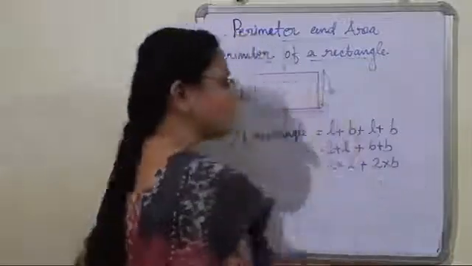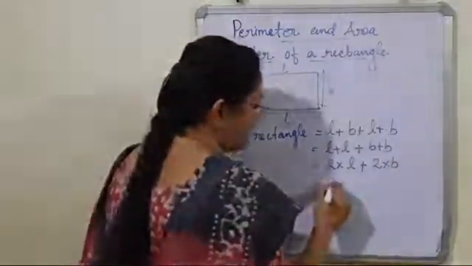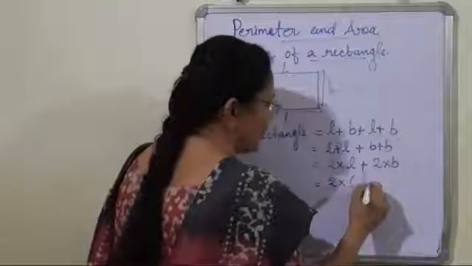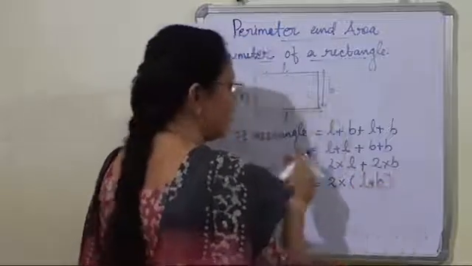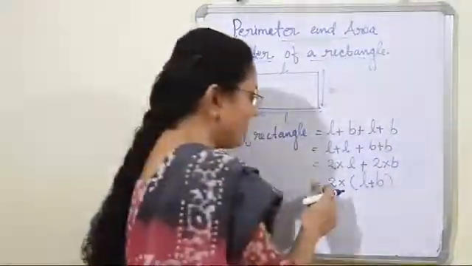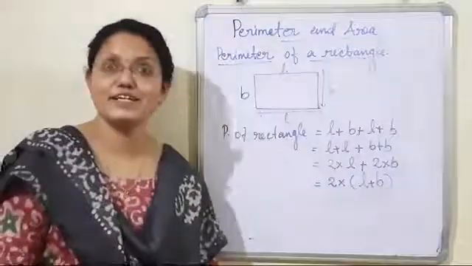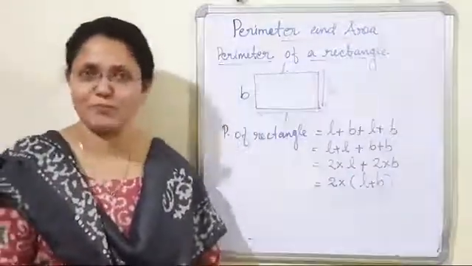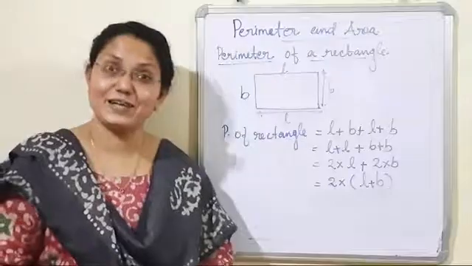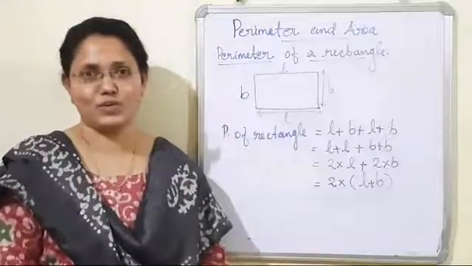Now in both, 2 is a common number. So we can write it as 2 into (L plus B). Find the sum of length and breadth and multiply with this 2, then we will get what? The perimeter of a rectangle. To find perimeter, what do we have to do? Find the sum of length and breadth, then multiply this by 2.